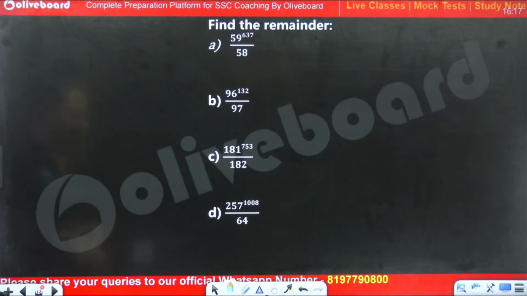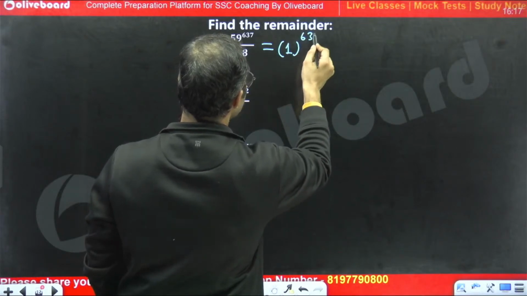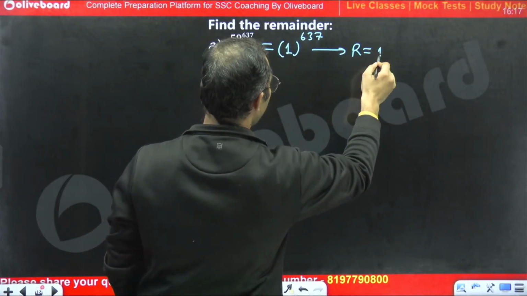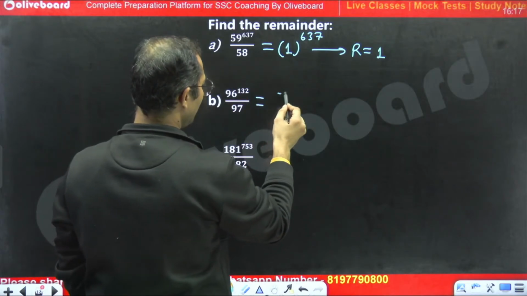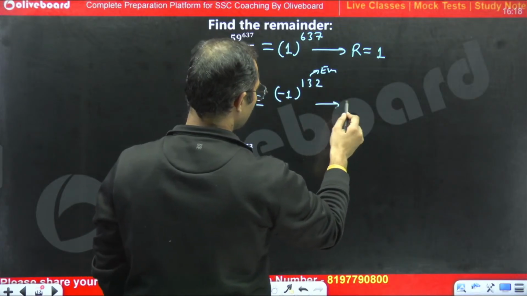Now tell me the answer of these questions. Yes, please do these questions. Here the base number is 1 more, so the remainder is 1 to the power 637, so the final remainder is 1. Here the base is 1 less, so minus 1 to the power 132, the power is even, so the remainder is 1.